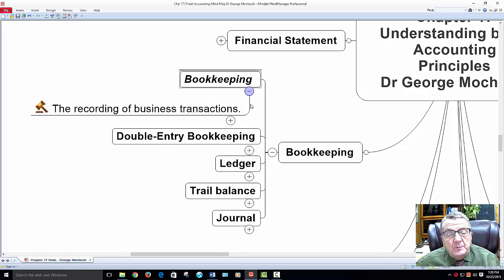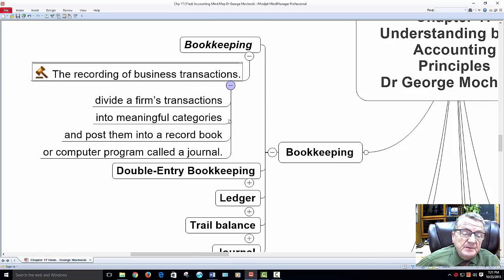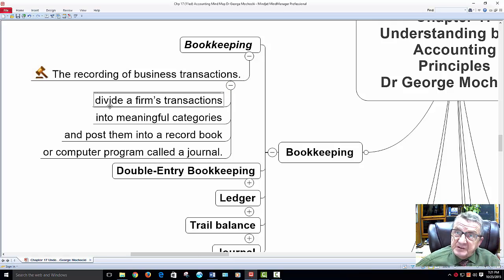So what is bookkeeping? Bookkeeping is the recording of business transactions. Divide a firm's transactions. This is sales. And when I'm talking about transactions, it's people buying, me paying, me getting stuff, me doing other stuff, into meaningful categories, and post them into a record book or computer called a journal.